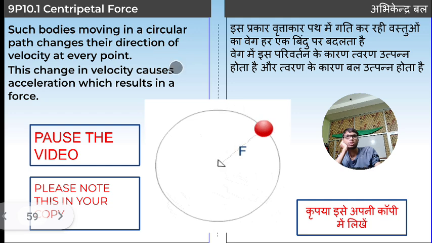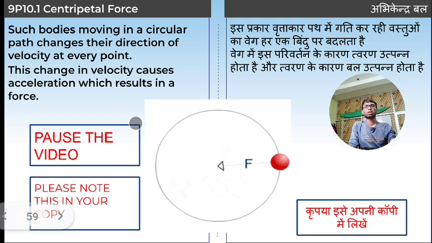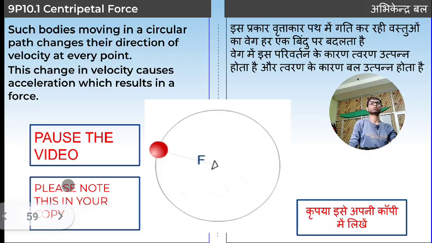Such a body is moving in a circular path. This body is moving on a circular path. The direction of velocity changes at every point, and this change in velocity causes acceleration. When there is a change, it is because of acceleration. There are changes in velocity, and that's why there is a change with this body. The change in velocity causes acceleration, which results in a force.